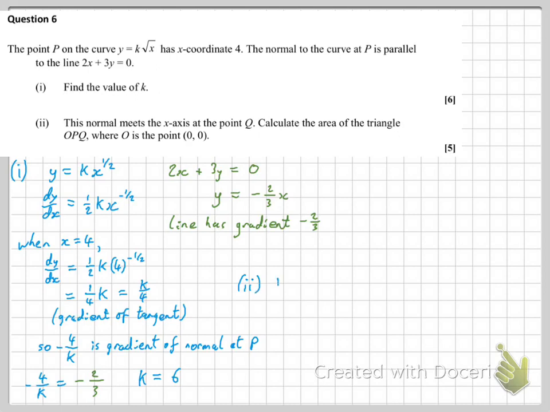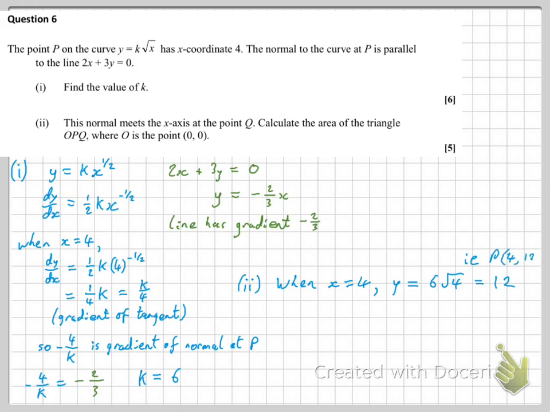Now part 2, once you've understood what it's asking, is it's a triangle, so we need to basically know where the points of the triangle are. Well, one's at the origin, as it says. Point P, we need to know the y coordinate. We know that the x is 4, so we just calculate. Now that we know k, we can easily work out y to be 12. So point P is 4, 12.